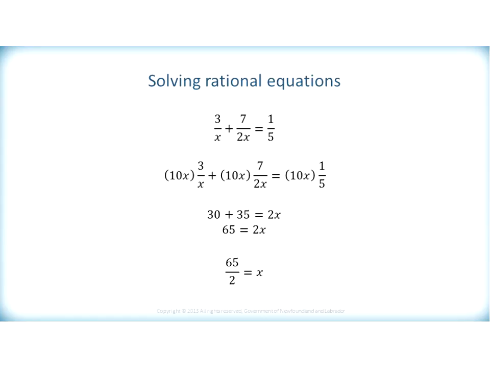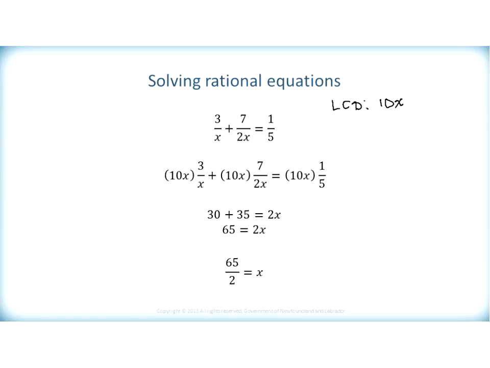Solving rational equations. What we'll need to do is determine the lowest common denominator of all the terms in the equation, and we'll multiply each term by the lowest common denominator to eliminate the fractions. Once we do this, we may end up with a linear equation or a quadratic equation. In this case, the lowest common denominator will be 10x.